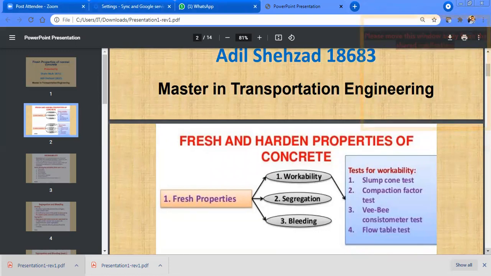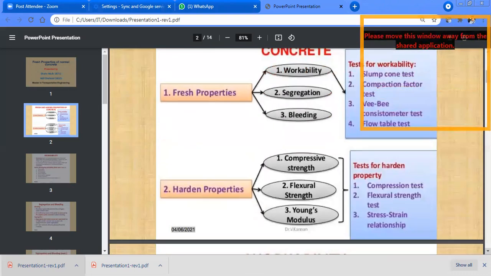What are the tests to be conducted for the fresh properties of concrete? For workability, we have four types of tests. The first is the slump cone test, then the compaction factor test, the VB consistometer test, and the flow table test.